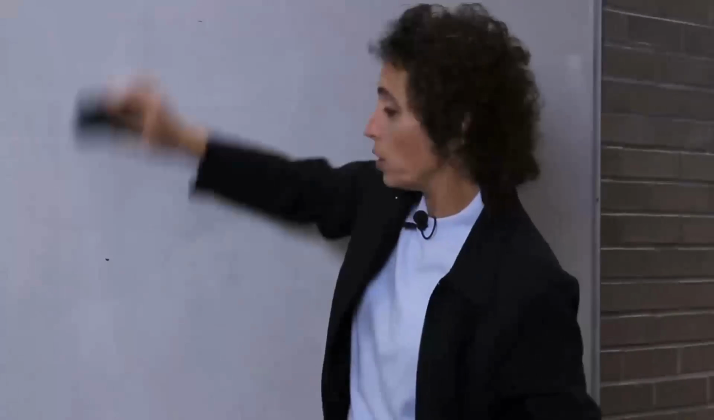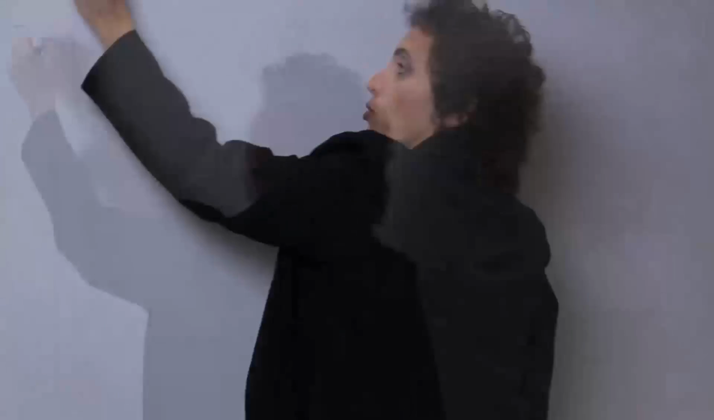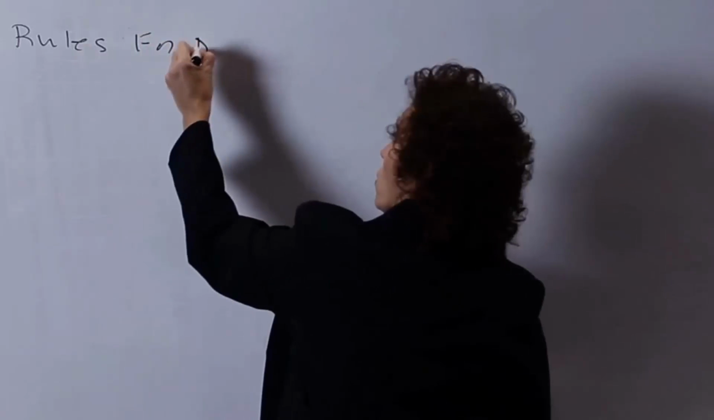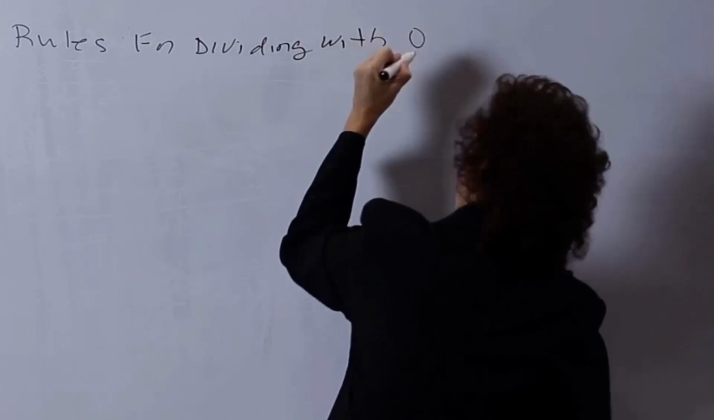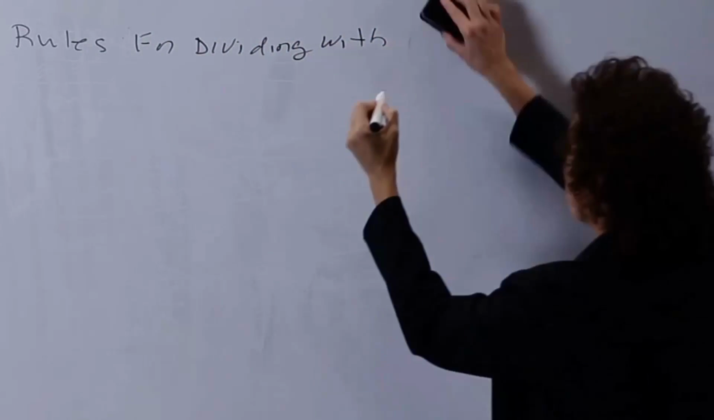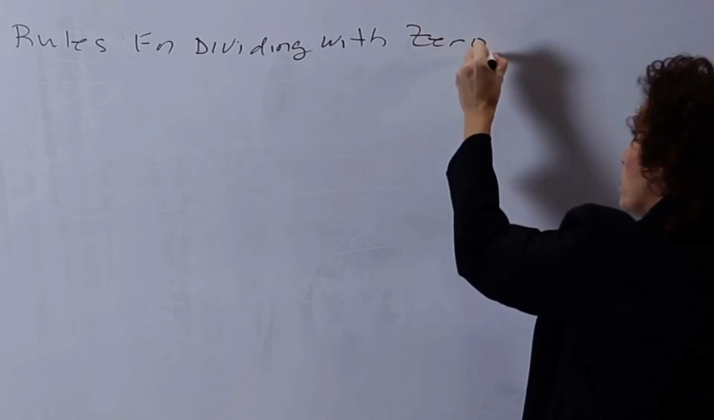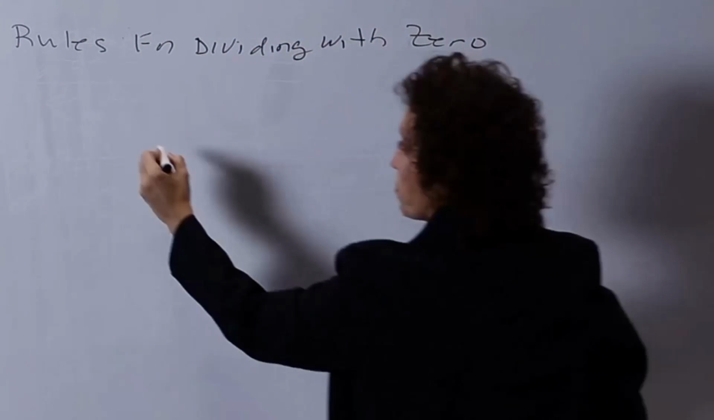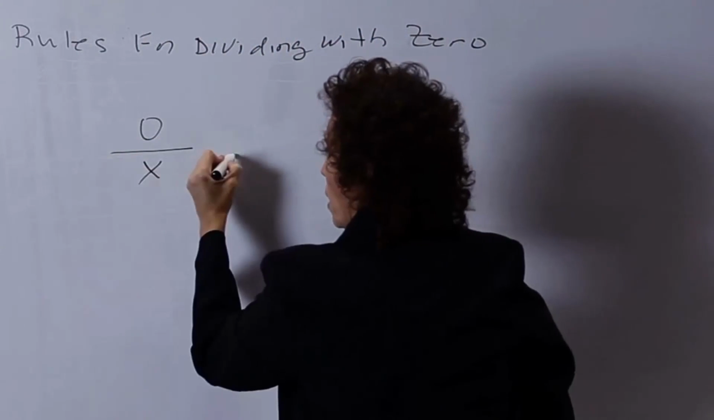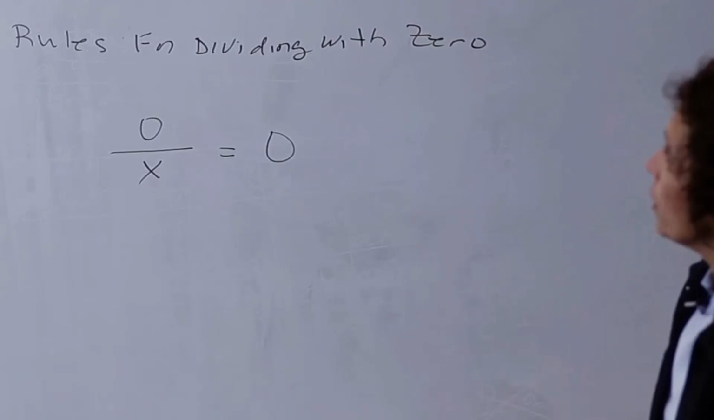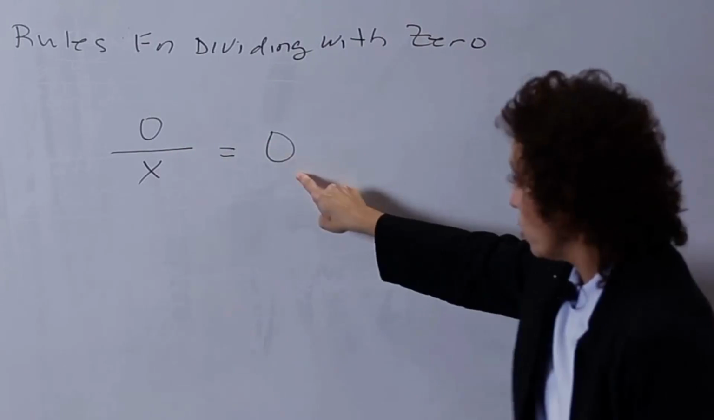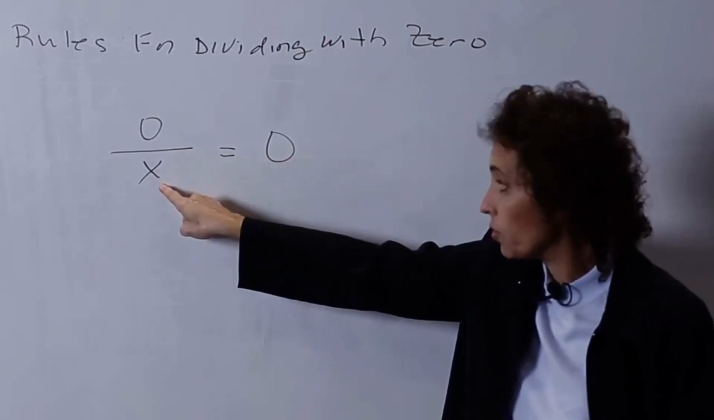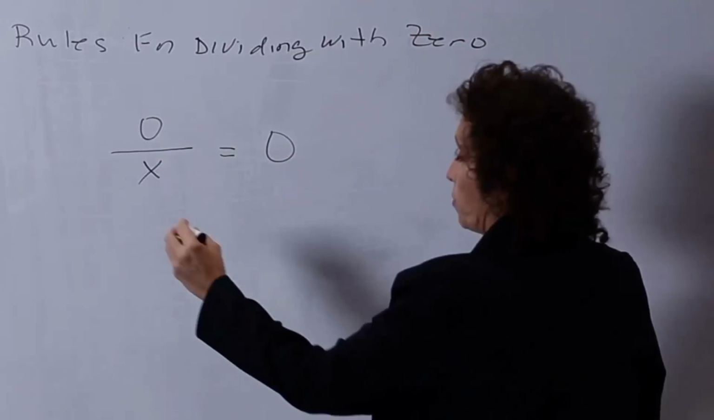I just used some numbers. Now we're going to use some letters. I'm going to use X, because we're going to start using X a little bit more. So the rules for dividing with 0. First rule: 0 divided by any non-zero number, remember this can't be 0, is going to give me 0. Again, I can check. 0 times whatever this is going to be 0. That's the first rule.